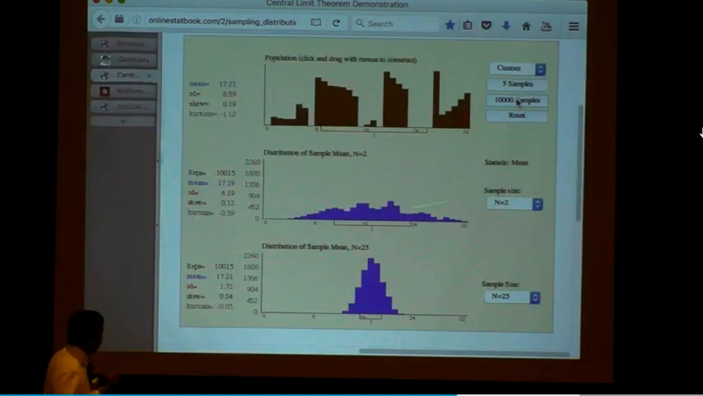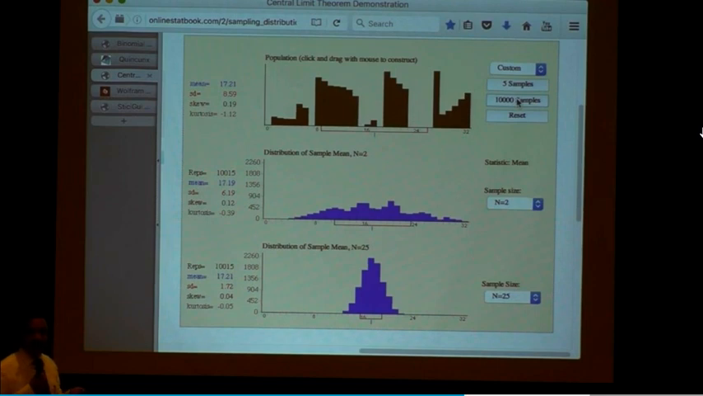Not the number of samples. People get confused there. Not this 10,000, 15 samples we ran, but the sample size. Standard deviation of this new distribution is going to be standard deviation of population divided by square root of the sample size. Okay? This, my friends, is called the central limit theorem.